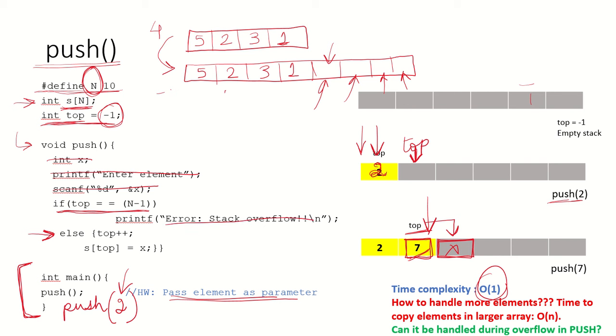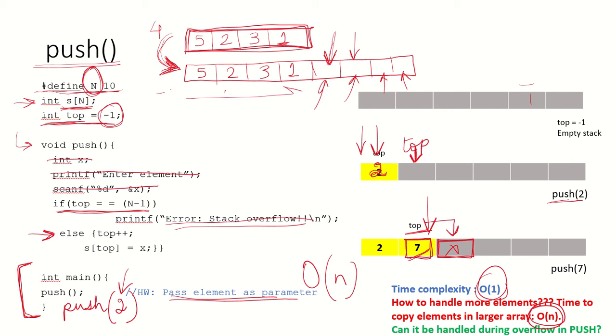So rather than printing this statement that there is a stack overflow condition, we can handle it by creating a larger array, copying the elements from the previous array to the new array and pushing in the new elements into the new spaces. If this is done, then the complexity of this push operation would become order of n, because now all these elements of the previous stack would have to be copied over here, which would require order of n time.